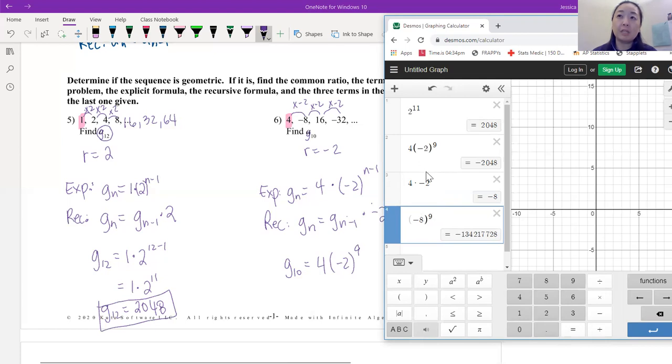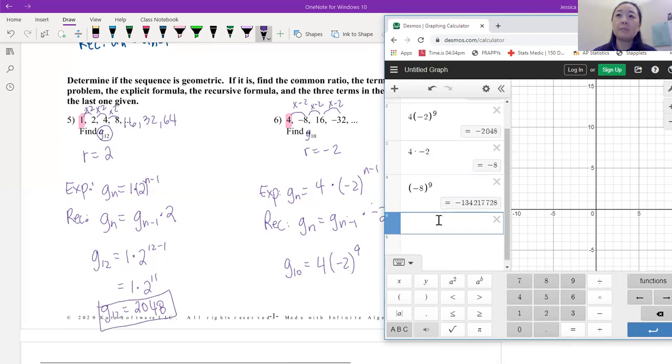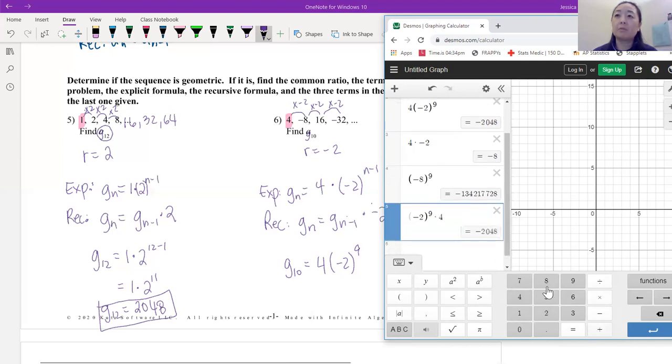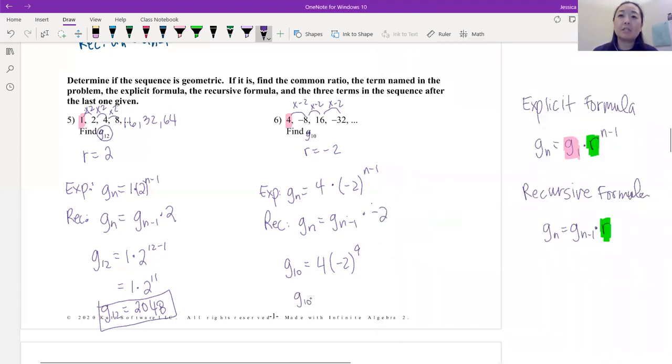Okay, so that's why you really need to make sure that if you have an iPhone or a calculator that does not type it out for you, you really need to remember the order of operations, right? So you need to do the -2 to the 9th power. So -2 to the 9th power, you got -512, and then you multiply that with 4, right? Do you see how it gives you the same answer? So it's -2048. So G10 is going to be -2048.